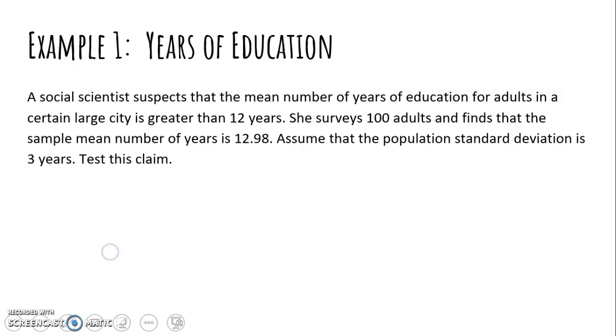Test this claim. So we need to write a few things. The first thing is to figure out what the claim is. What are we testing? The social scientist suspects that the mean number of years of education in a certain large city is greater than 12. So we will use that to help us write our null and our alternate statement. So we are testing a mean. So we're going to use mu.